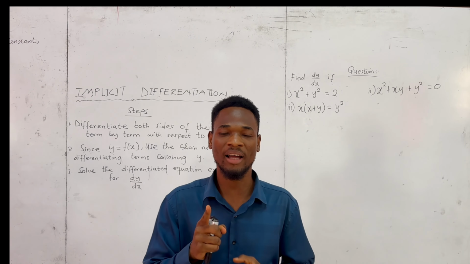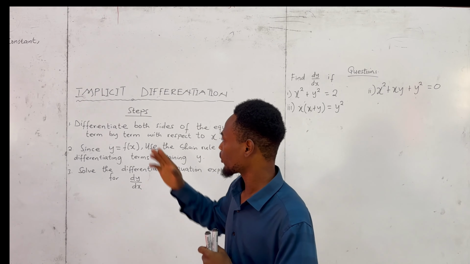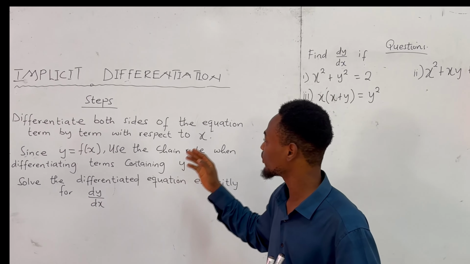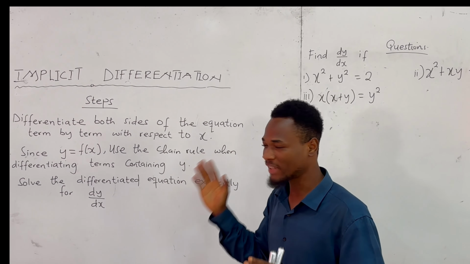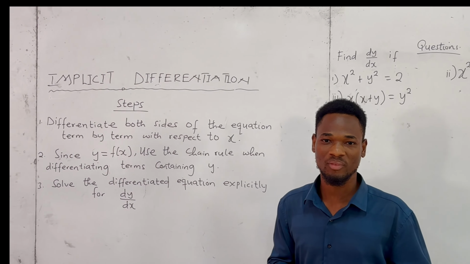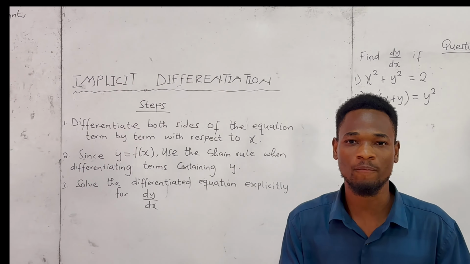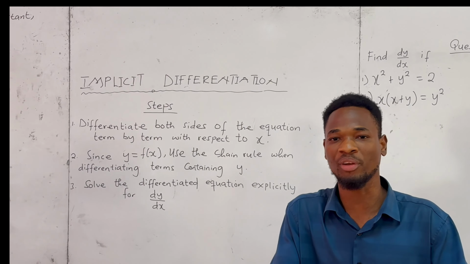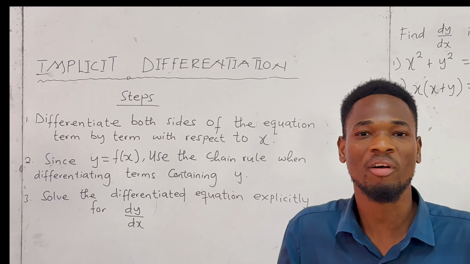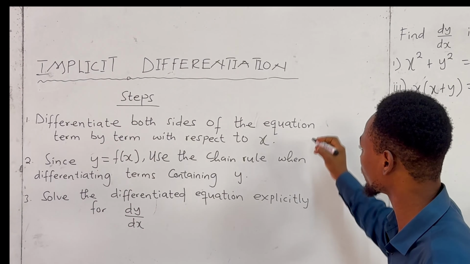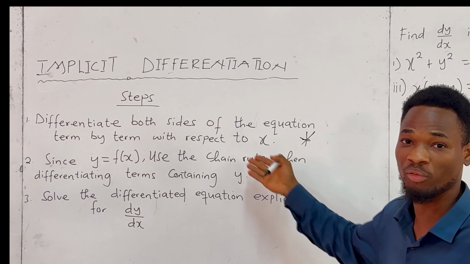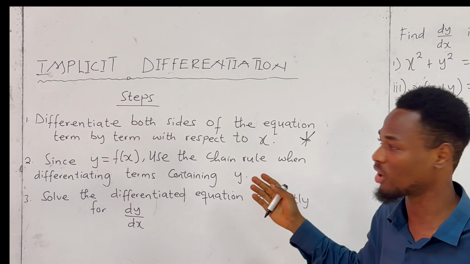So these are the steps. First of all, you have to differentiate both sides of the equation term by term with respect to x. If you are new here, you can kindly visit my previous lectures on how to differentiate simple functions. As for this, it's very simple to understand. Of course, we've been doing the first one all this while.